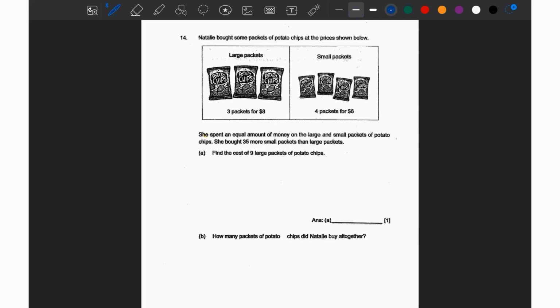Okay, for part A, we're supposed to find the cost of 9 large packets of potato chips. So we're given that 3 large costs us $8. So we want to find 9 large. In order to get to 9 large, essentially we have to multiply by 3. So since we multiply by 3 to the left side of the equation, we need to multiply by 3 to the right side of the equation as well. So essentially 8 times 3 will get $24. So the answer for part A is $24 for 9 large potato chips.